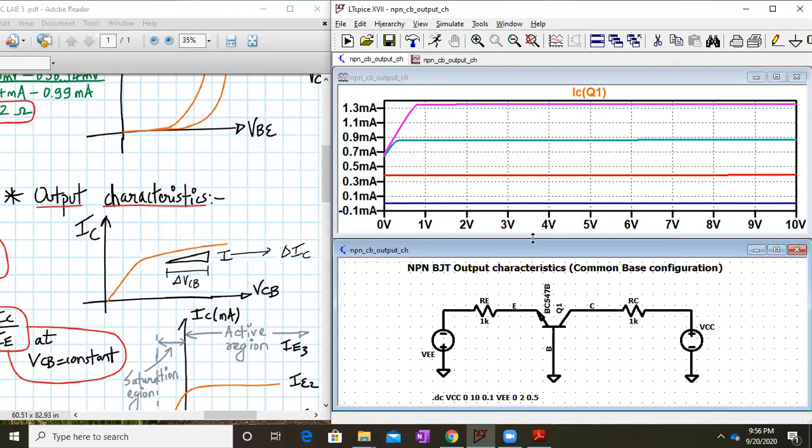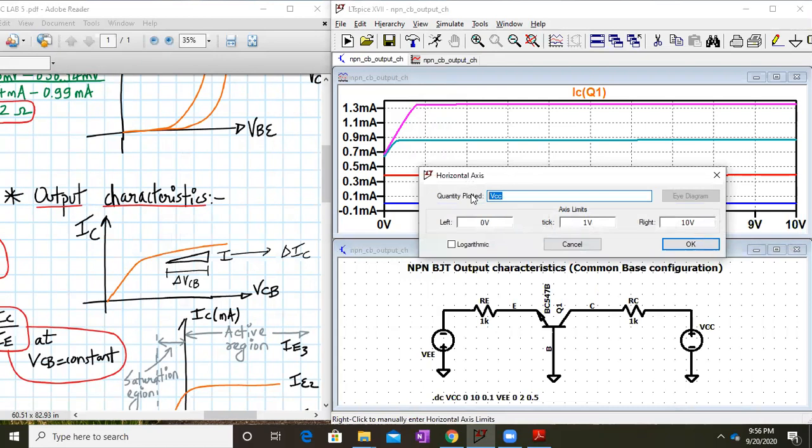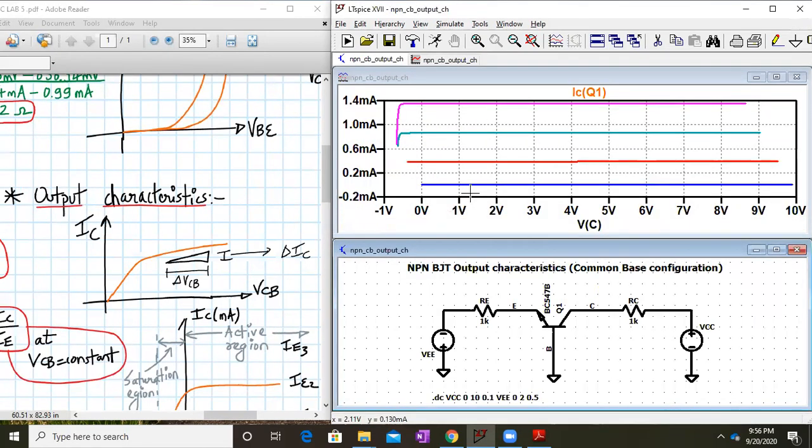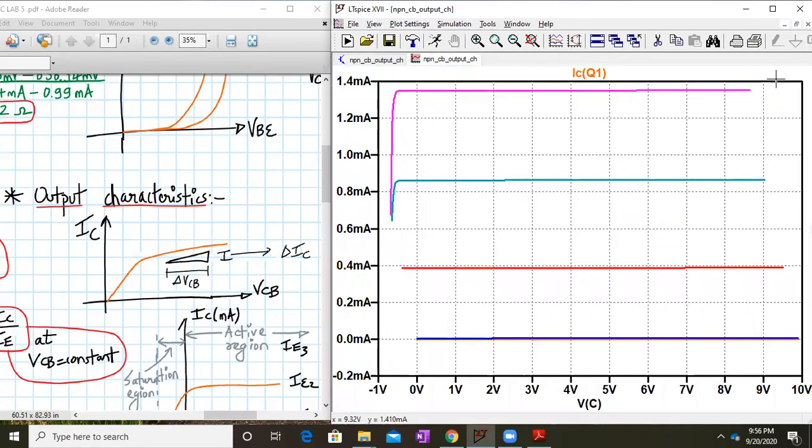Now remember one thing, my x-axis is not VC. Actually it's VCC. It should be VCB. So again I right click over here and replace it by capital V of. Remember your base terminal is grounded, so VB is grounded. So VCB is actually V of C only. So we can write it. So these are my graphs which I'm getting for my output characteristics.